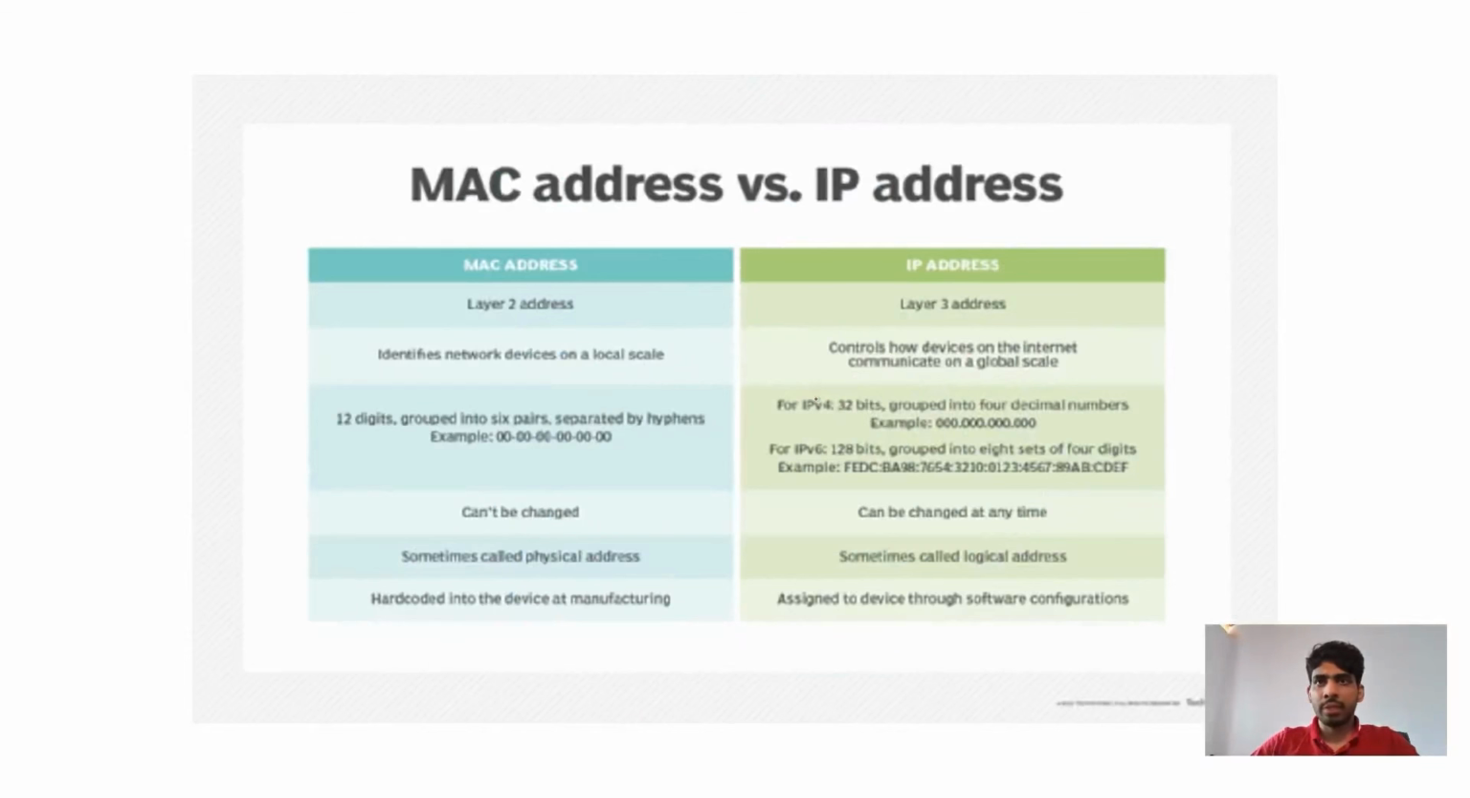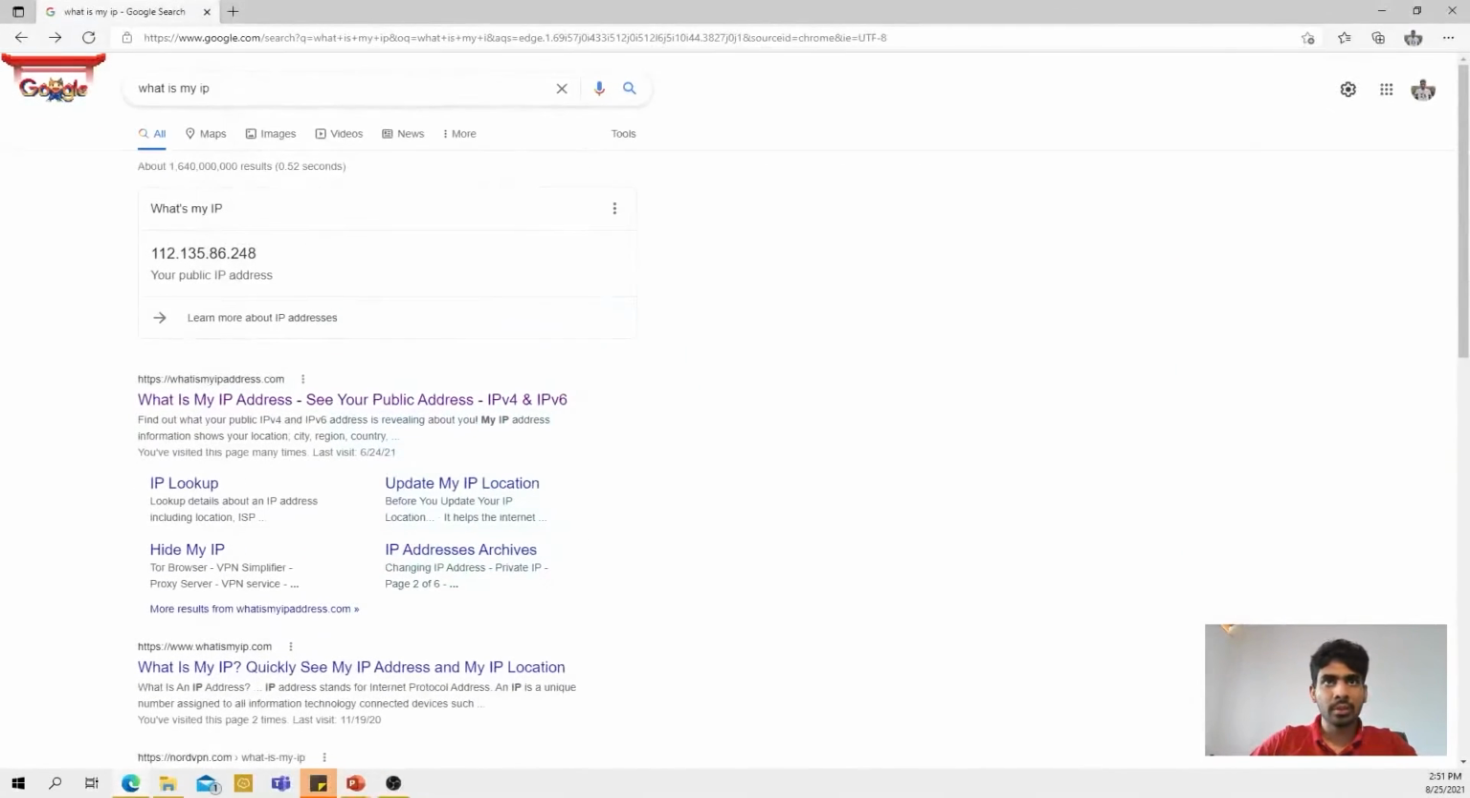So there are two types of IP addresses, IP version 4 and IP version 6. Most of the time in local networks like home networks we use IP version 4, but in global networks such as the internet we use both IP version 4 and 6. I searched for "what is my IP" on Google and got my IP address. It's an IP version 4 address. This is the address I have connected to the internet, so this is my public IP address. Here it's IP version 4, but sometimes it could be IP version 6 or both.